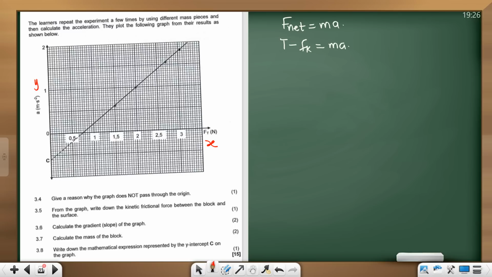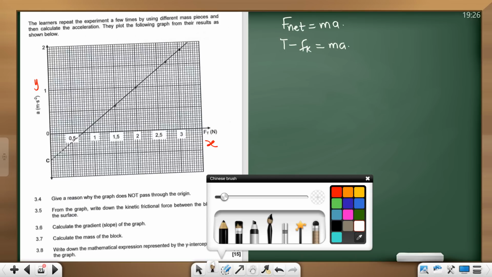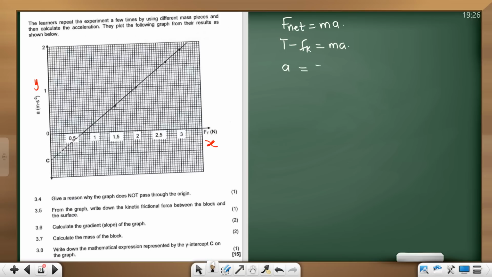So we should probably make A the subject of the formula. Can I divide everything by M? If I divide both sides by M, what would I have? A equals what? T minus Fk over what? M. Do we agree? Do you notice A has now taken the place of y? But I want T to take the place of x. I am going to split this and say T over M minus Fk over M. That's allowed in mathematics.